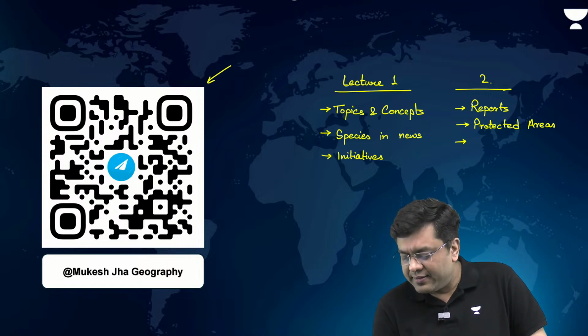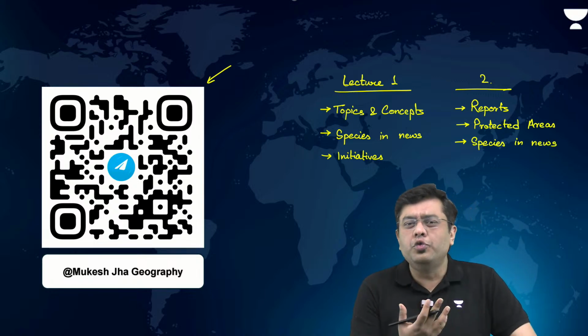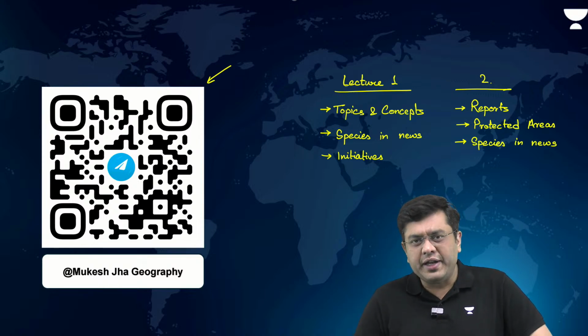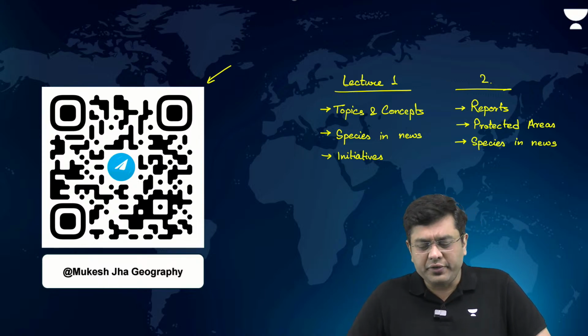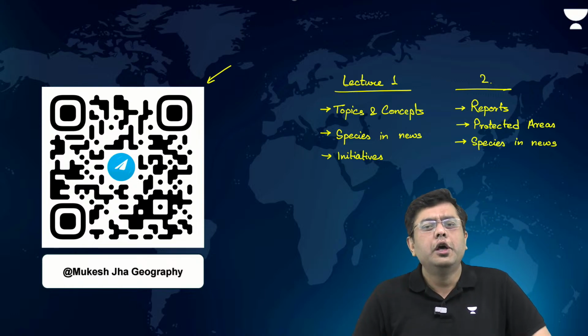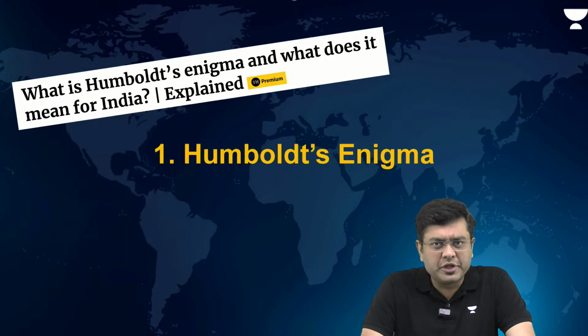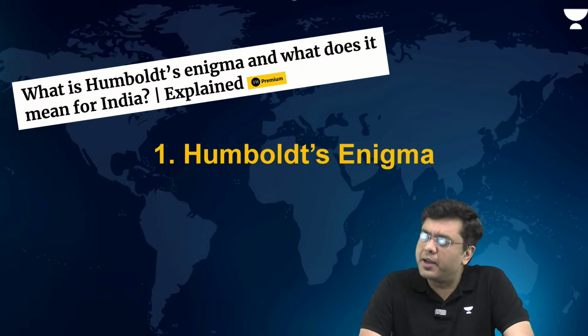And then again, some of the species in news. Why is species in news broken into two parts? So that it is easier to consume and you don't get confused in the terminologies associated with the various different species. This can be your final source of revision for the prelims exam when it comes to current affairs. Now, without further ado, let us take a look at the first topic that we are going to discuss today, and that is Humboldt's enigma.